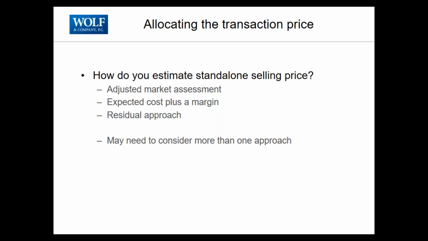The second is the expected cost plus a margin method. This is just as the name implies, you would do a cost buildup analysis and then apply an appropriate margin. I think in a software case that might be difficult since the costs are hard to assign to a particular good or service. And then finally, the residual approach. If you have observable standalone selling prices for all your other performance obligations, then you can assign the residual to the remaining performance obligation. So that case may be not likely, but it is certainly out there.